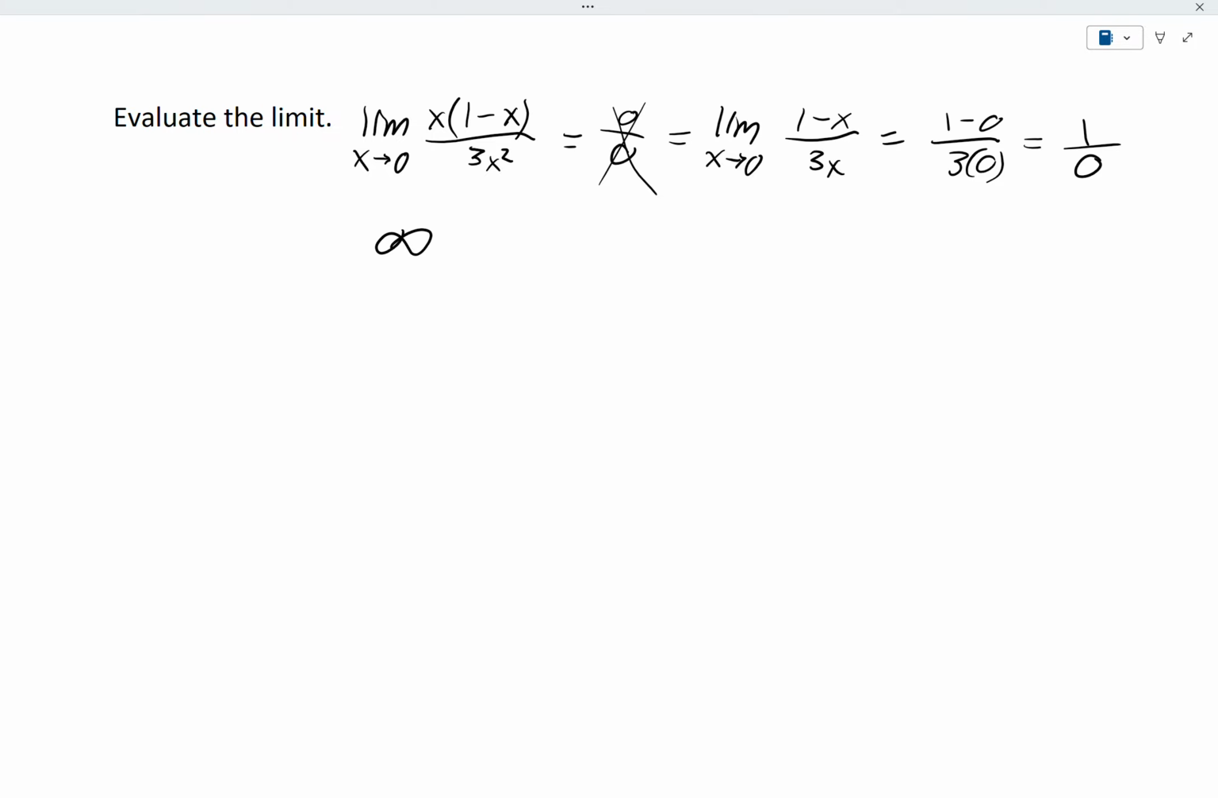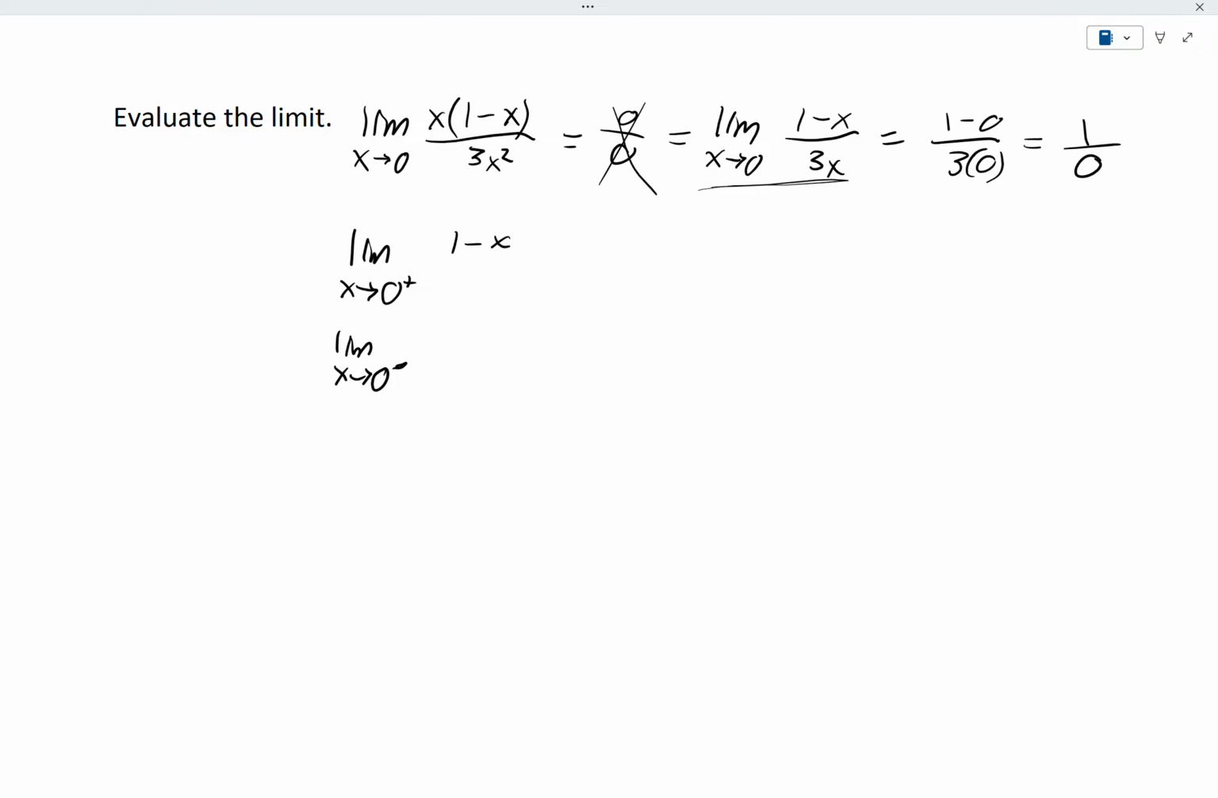But that's not it. Since we're taking this limit as x approaches 0, we're actually taking the left-sided limit and right-sided limit. And they need to equal each other for the limit to actually exist. So let's see what happens as x goes to 0 from the positive and as x goes to 0 from the negative. And we're not going to go through the whole thing again. We'll just start off on this step right here.